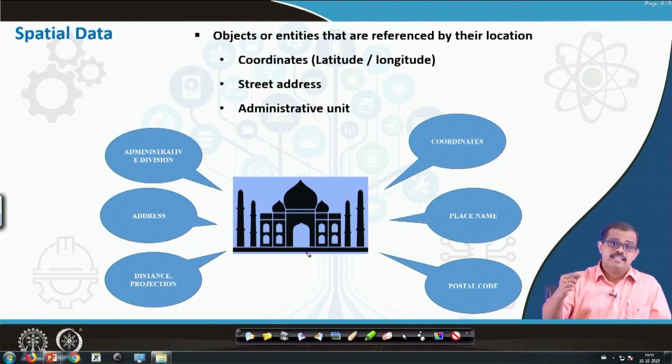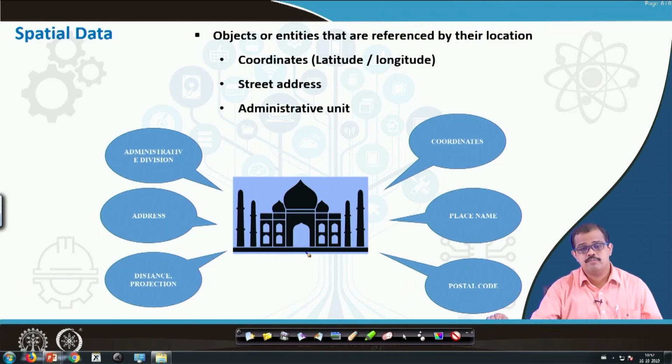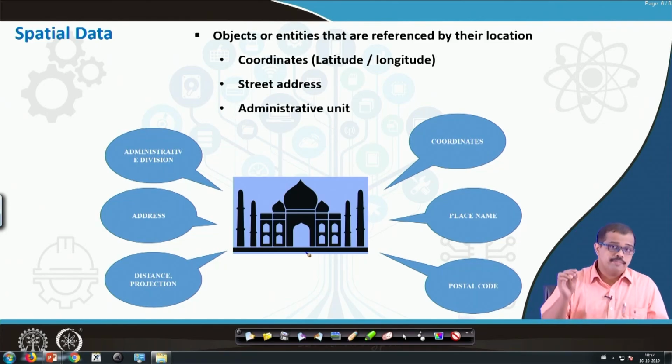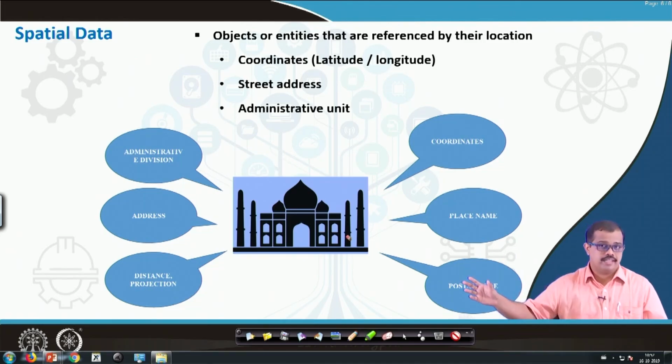Please understand that whenever you give a reference to the earth's surface, pinpointing that this is on this point on the earth's surface, then you are giving spatial data. Okay, so when you look at this particular building, the color of the building, maybe the materials used in that building, all of these become non-spatial data, which are acting along with the spatial data to give you meaningful information.